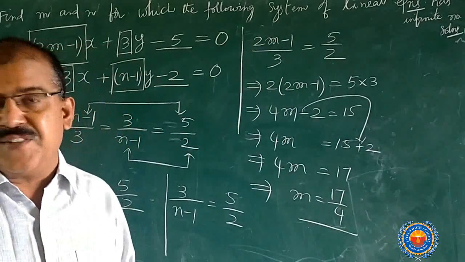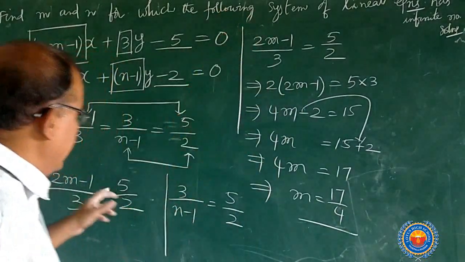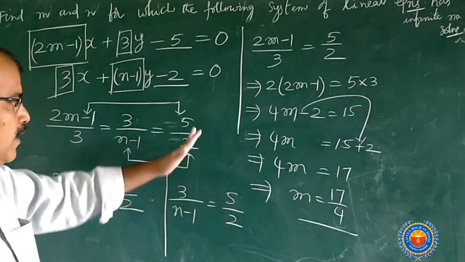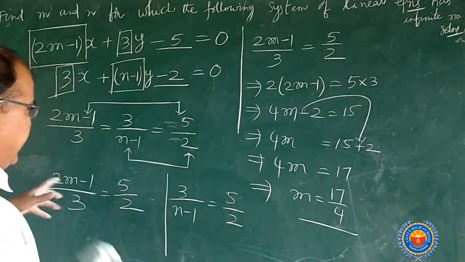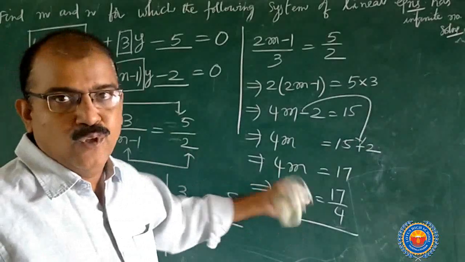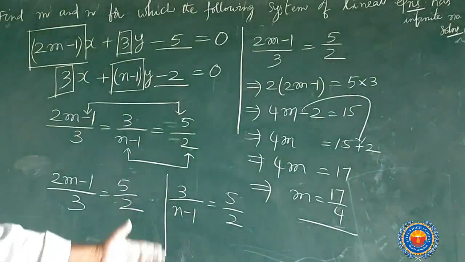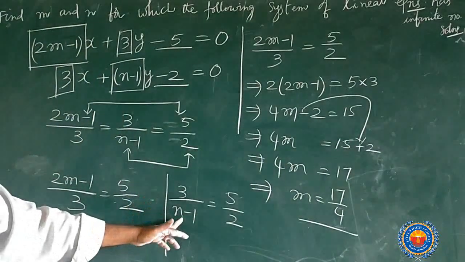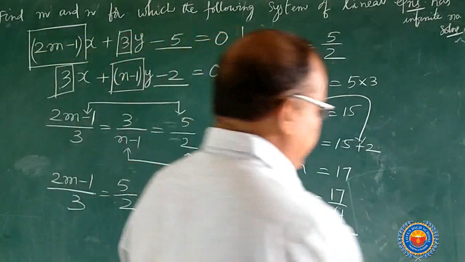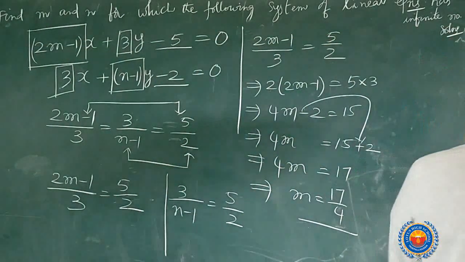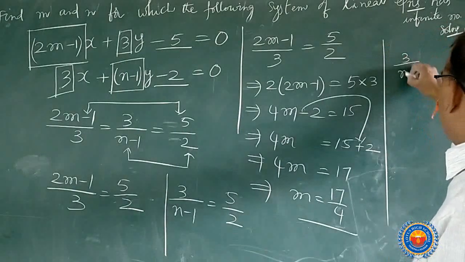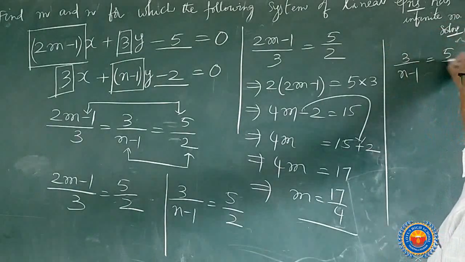I did not get a pair of equations directly by using the formula. Why? Because here the constant is simply 5 by 2. Because of this 5 by 2, I directly compared this one and this one, and that's how I got the m value directly. Now I am going to find the n value by using 3 by (n minus 1) is equal to 5 by 2.